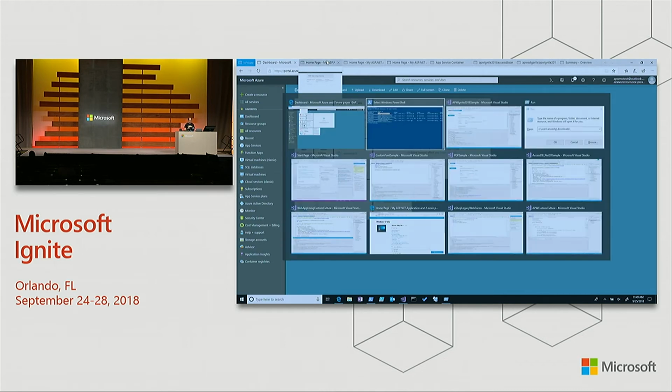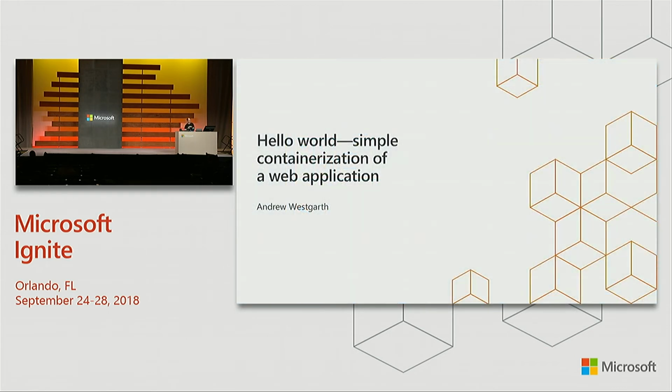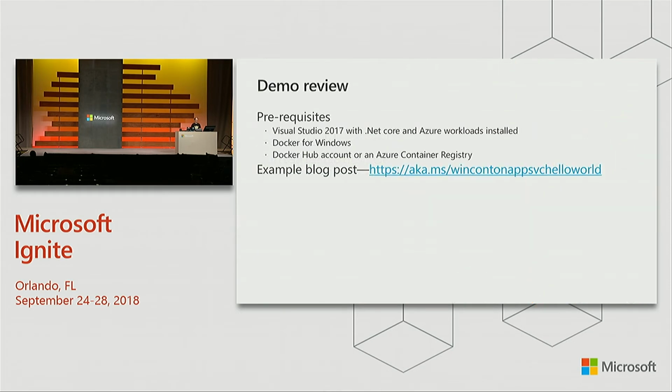So let's go back to the deck and just do a summary of what I've shown here before we move forward. So the prerequisites for that simple hello world demo is you need to have Visual Studio 2017 with .NET Core and Azure workloads installed. We install the .NET Core workload not because I want to do .NET Core development, it's because that's where the Docker support comes into Visual Studio, so that piece is key.